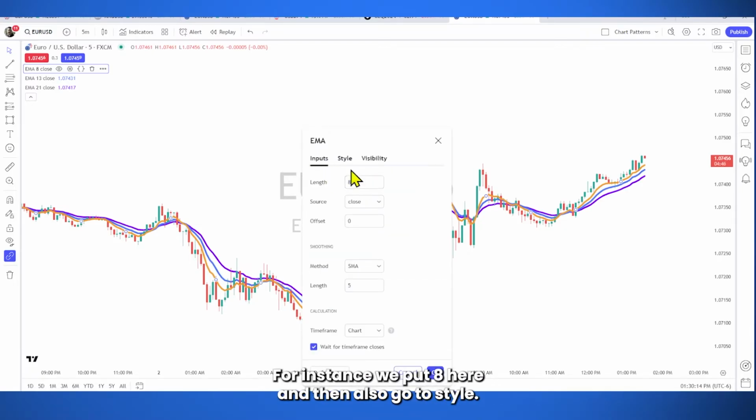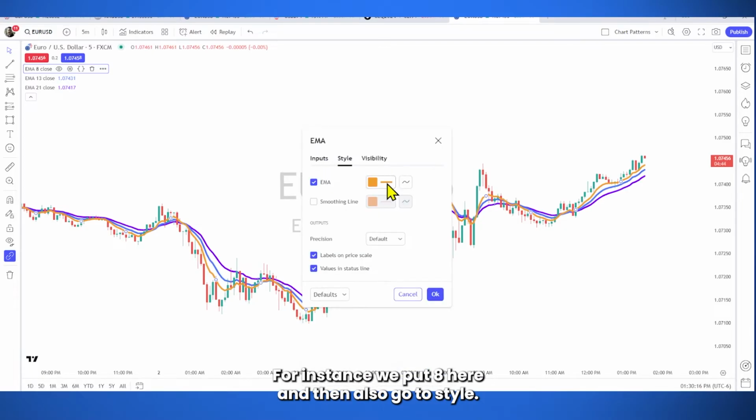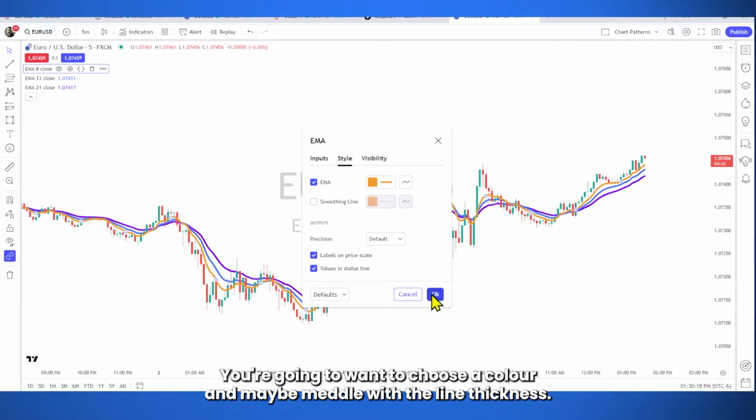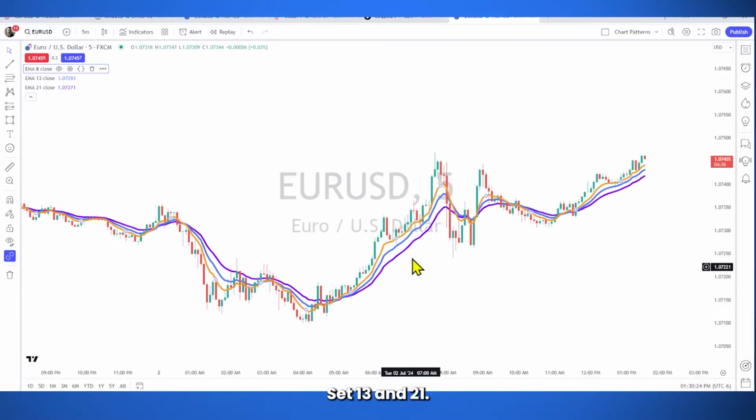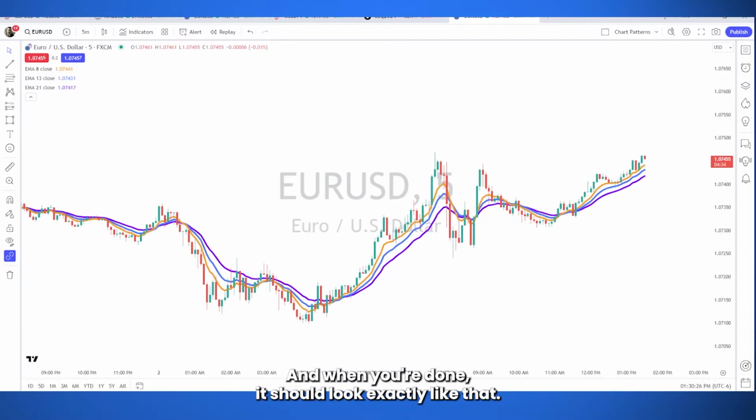For instance, we put 8 here, and then also go to Style. You're going to want to choose a color and maybe mess with the line thickness. That's your personal preference, and you go through that process each time. Set 13 and 21, and when you're done, it should look exactly like that.